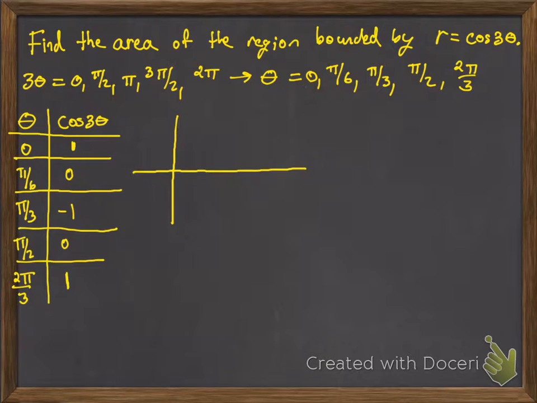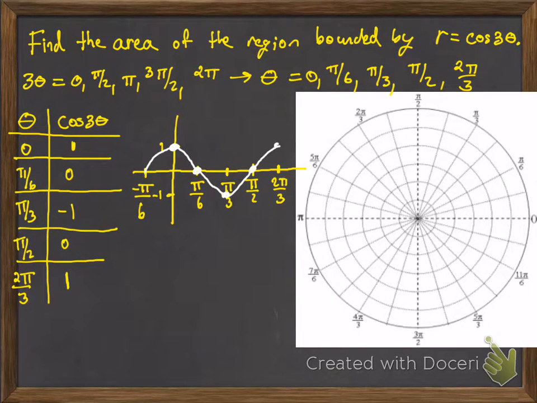And I'm actually going to include a little bit on the left-hand side. I'm going to go to negative pi over 6, and that's going to help us with the limits of integration in just a moment. So we throw in the negative pi over 6, and then pi over 6, pi over 3, pi over 2, and 2 pi over 3. We'll plot those points. And so there's our cosine graph, and it's going to continue its pattern going this way from 0 to negative pi over 6.